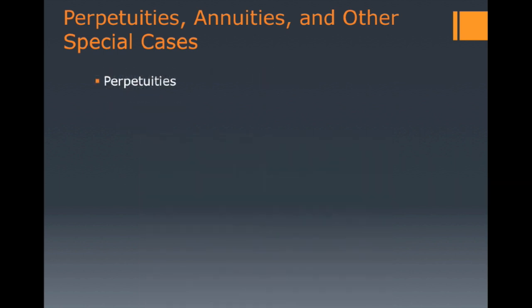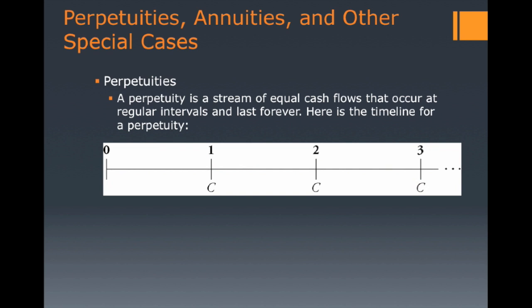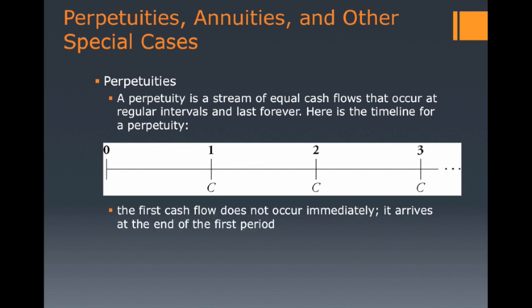So let's specifically look at perpetuities. And in the timeline, you can see the infinite set of equal payments here. The payments are C, and they occur at the end of the first period for a perpetuity. And it goes on forever. So you see that there is no ending period.